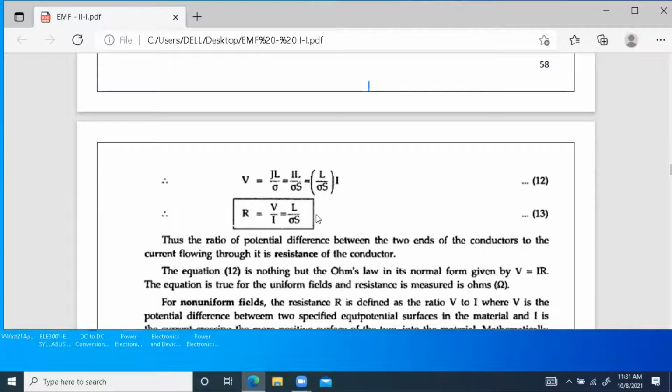So the S is the cross-sectional area? Yes. Okay, okay.